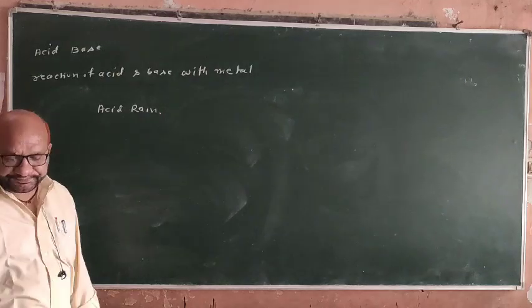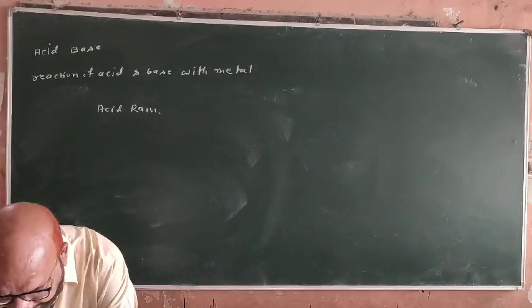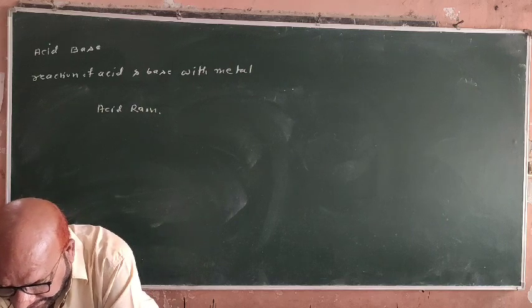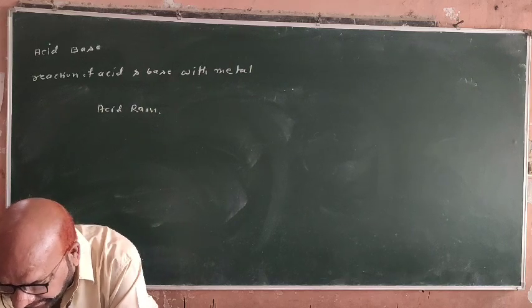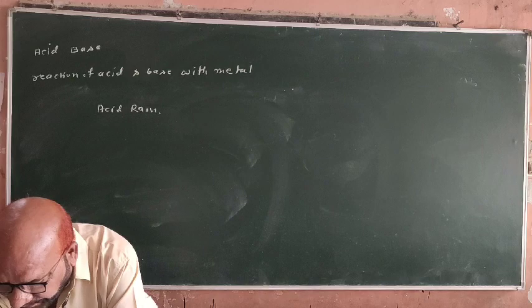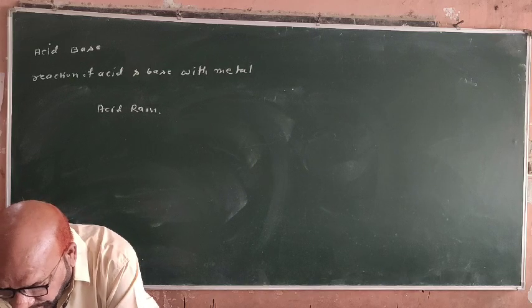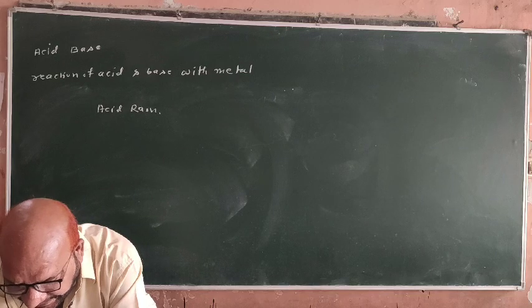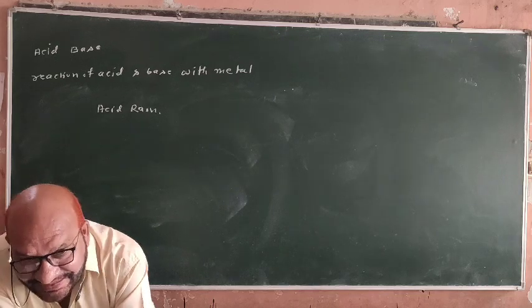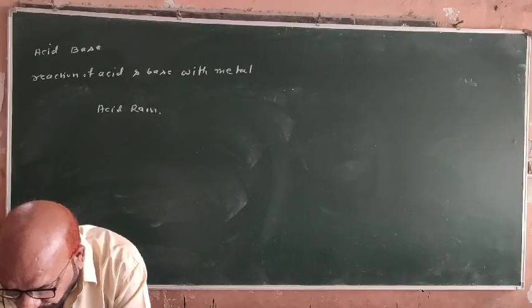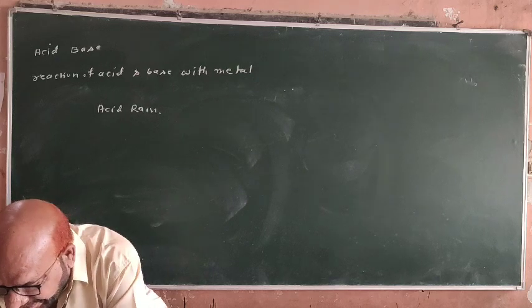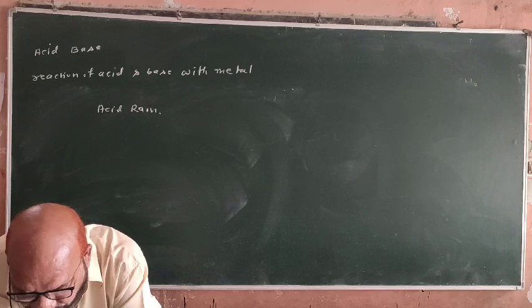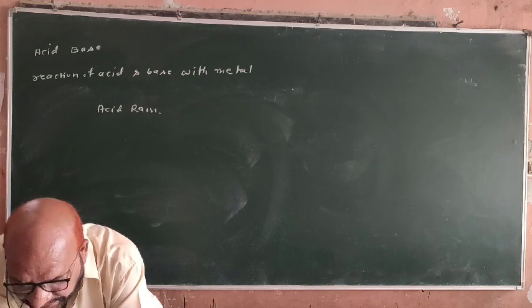Acid rain. Usually the pH of rainwater is 7, but when different gases present in the atmosphere dissolve in it, the pH of rainwater becomes less than 7. When pH of rainwater is less than 5.6, it is called acid rain.